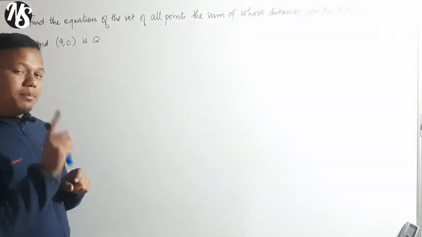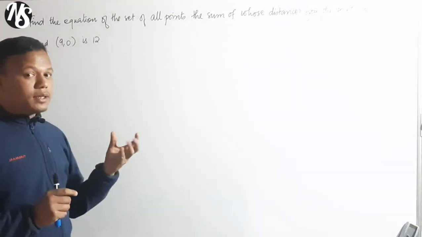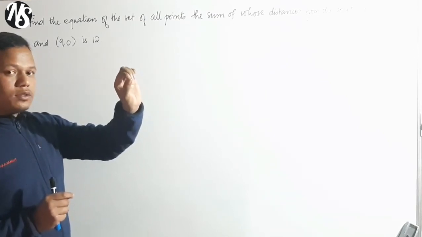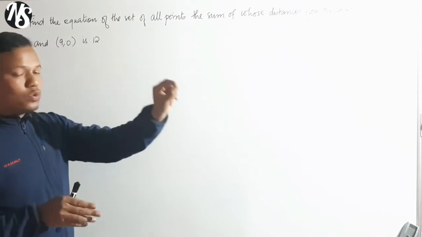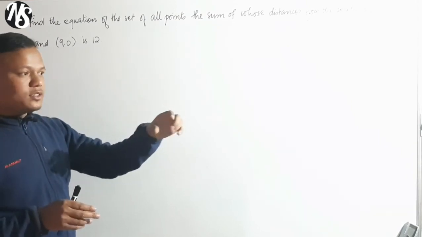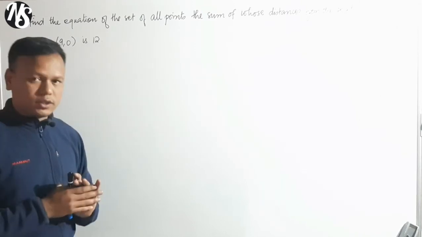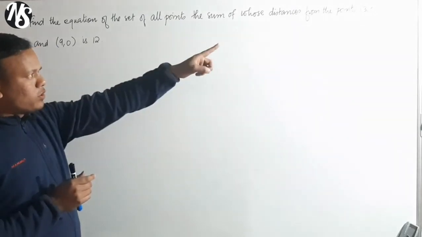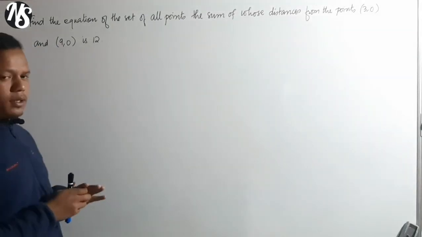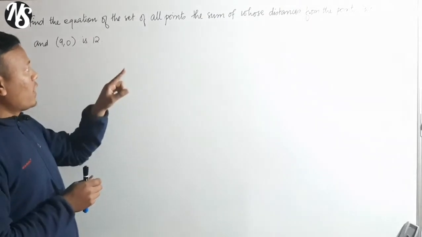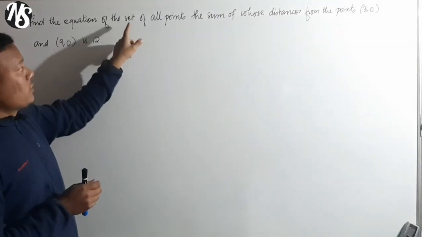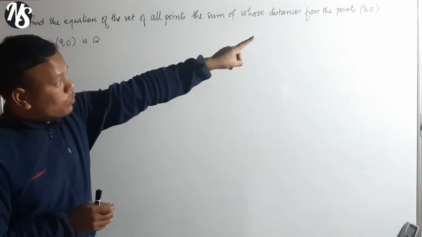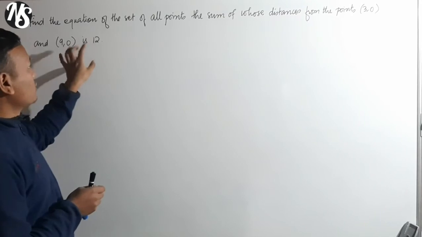Because I said in the beginning, what is an ellipse? An ellipse is the curve, or the set of points, whose sum of the distances from two fixed points is always a constant. That's what I said, isn't it? So the same thing is happening here. There are 2 points given to you, that is 3, 0 and 9, 0. And you are asked to find the set of all points, the sum of whose distances from 3, 0 and 9, 0 is given to be 12.